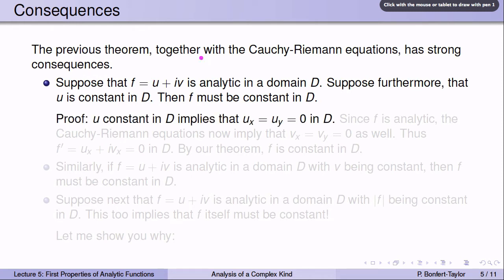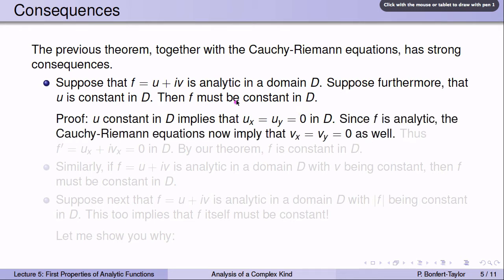How would you prove that? Well, u being constant in D implies that the x and the y derivatives are 0 in D, because u is constant. Since F is analytic, it satisfies the Cauchy-Riemann equations, and they imply that ux is equal to vy. Since ux is 0, vy must be 0. uy is equal to minus vx, but uy is 0, so vx is also equal to 0. So vx and vy are also equal to 0. But now remember, for an analytic function, f prime is equal to ux plus i vx. And we just showed that ux and vx are both equal to 0, and that makes f prime equal to 0.